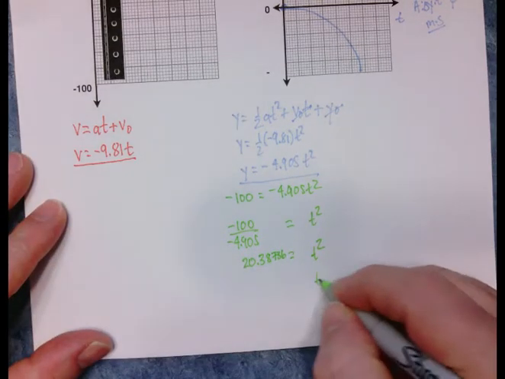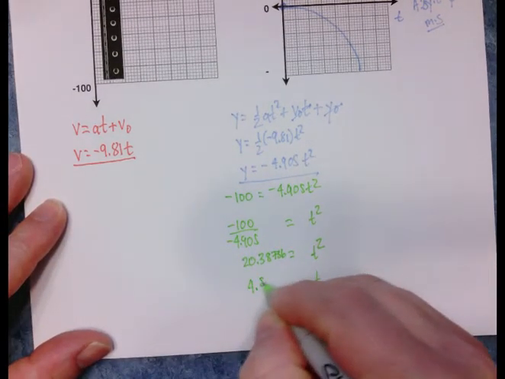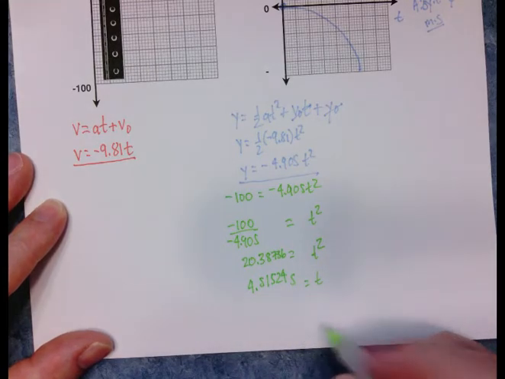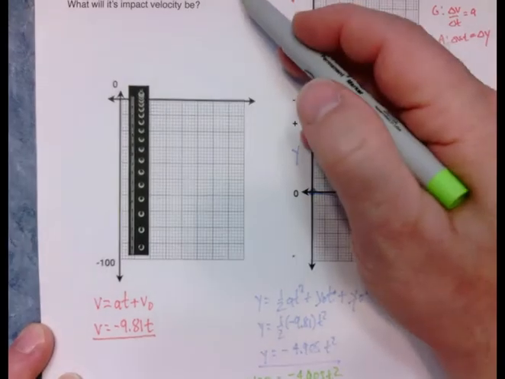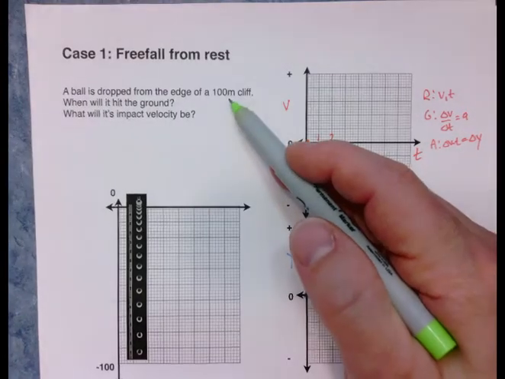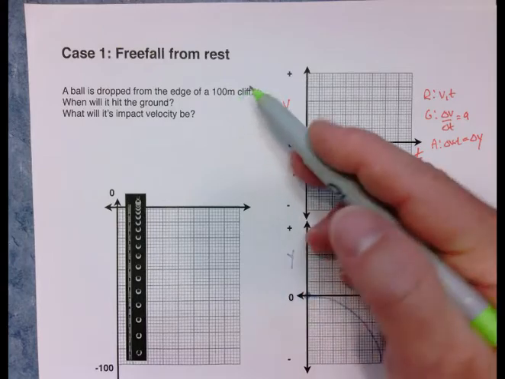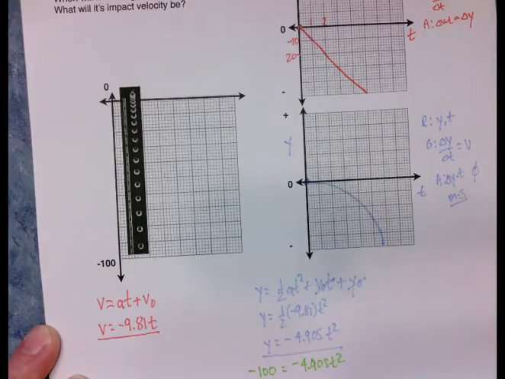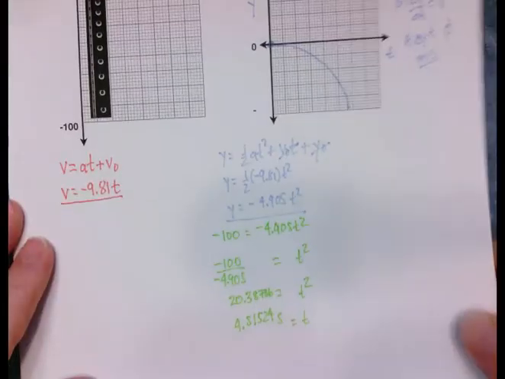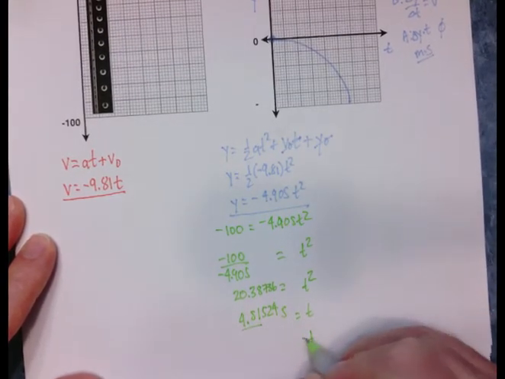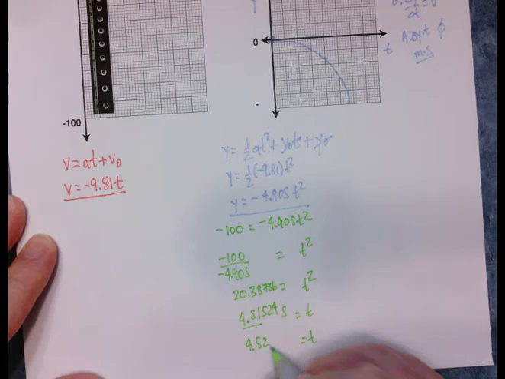And that gives us a time of 4.51524 seconds unrounded. We go back to our initial values. We have 100. In this case, we're lacking a little bit of clarity about the number of significant digits. And we used three significant digits for 9.81. And so for this case, let's go to 3 significant digits. So t will be 4.52 seconds.